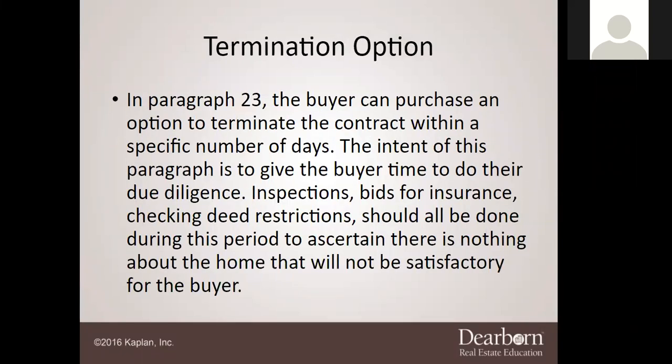Termination option. We talked about this yesterday. In paragraph 23, the buyer can purchase an option to terminate the contract within a specific number of days. The intent of this paragraph is to give the buyer time to do their due diligence. Inspections, bids for insurance, and checking deed restrictions should all be done during this period to assert there is nothing about the home that will not be satisfactory to the buyer.